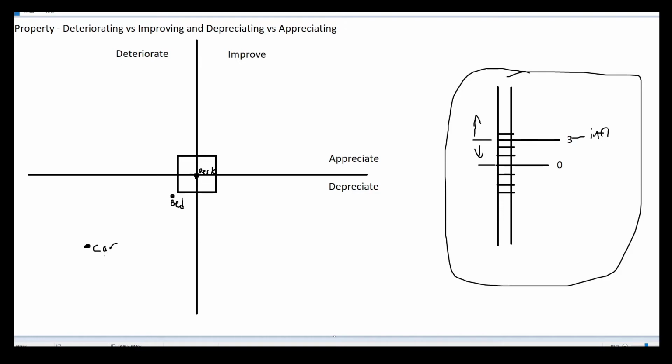It doesn't really appreciate or depreciate unless you put some extra money into it, right? But then as you're improving it, it's not the house improving itself. So I can't put it on the improved side. It's always deteriorating, but it's usually theoretically neutral. So I'm going to put it right here as the house.